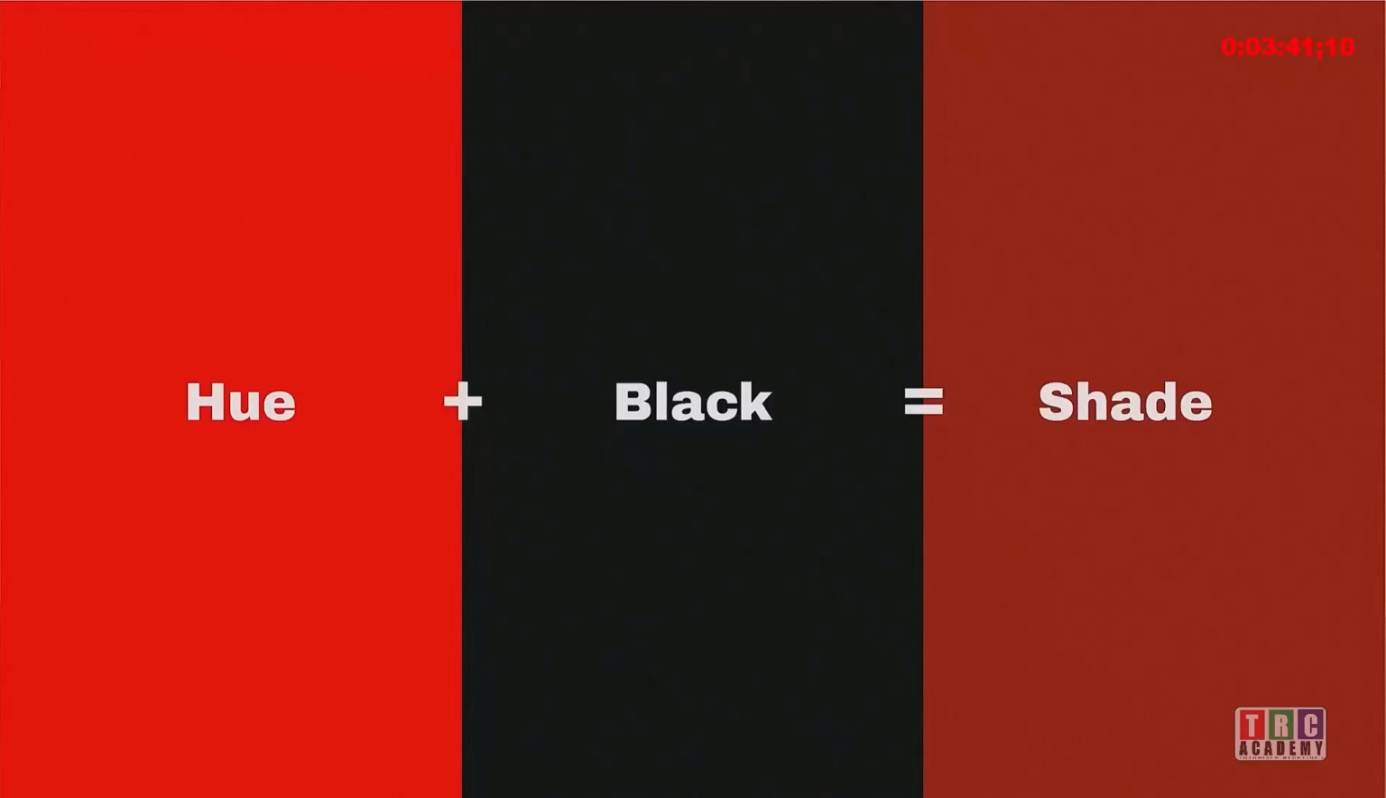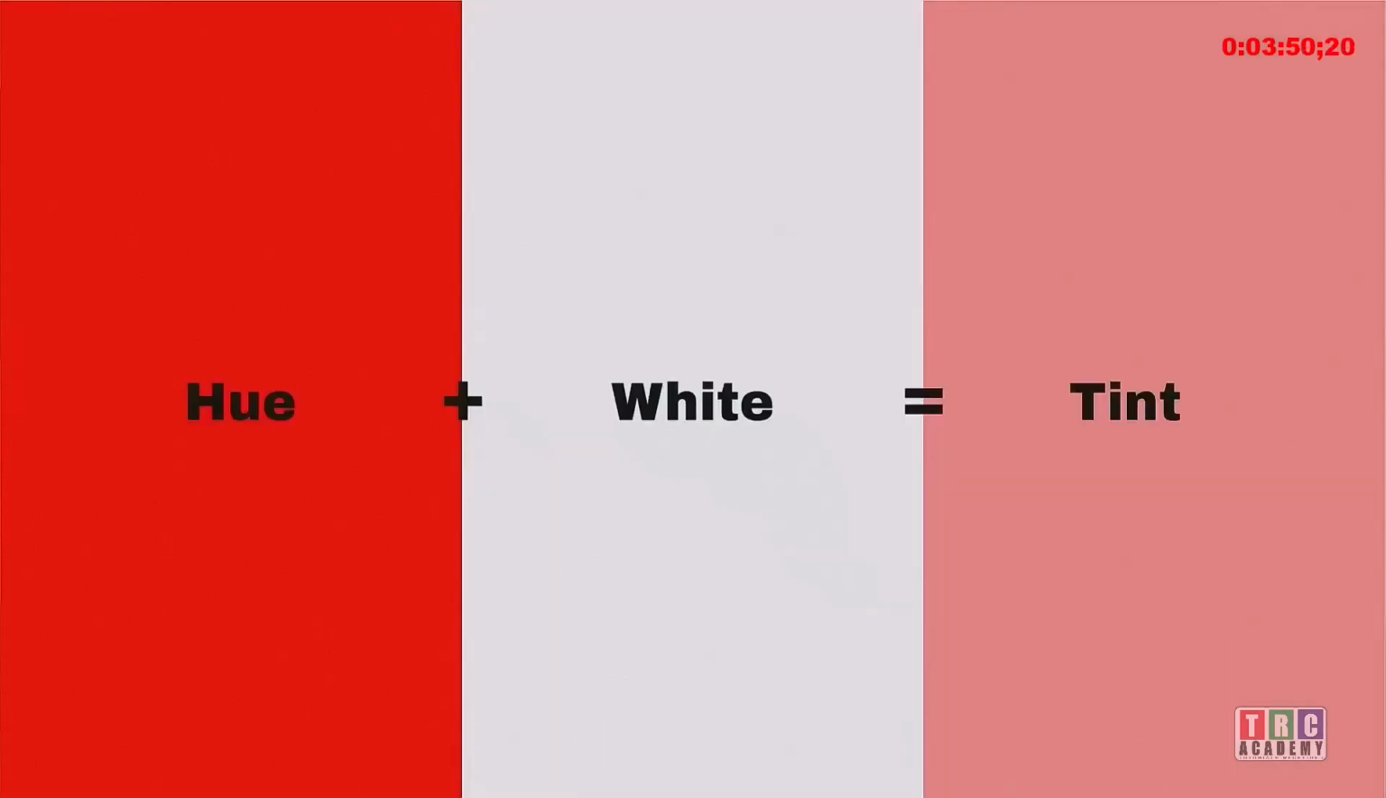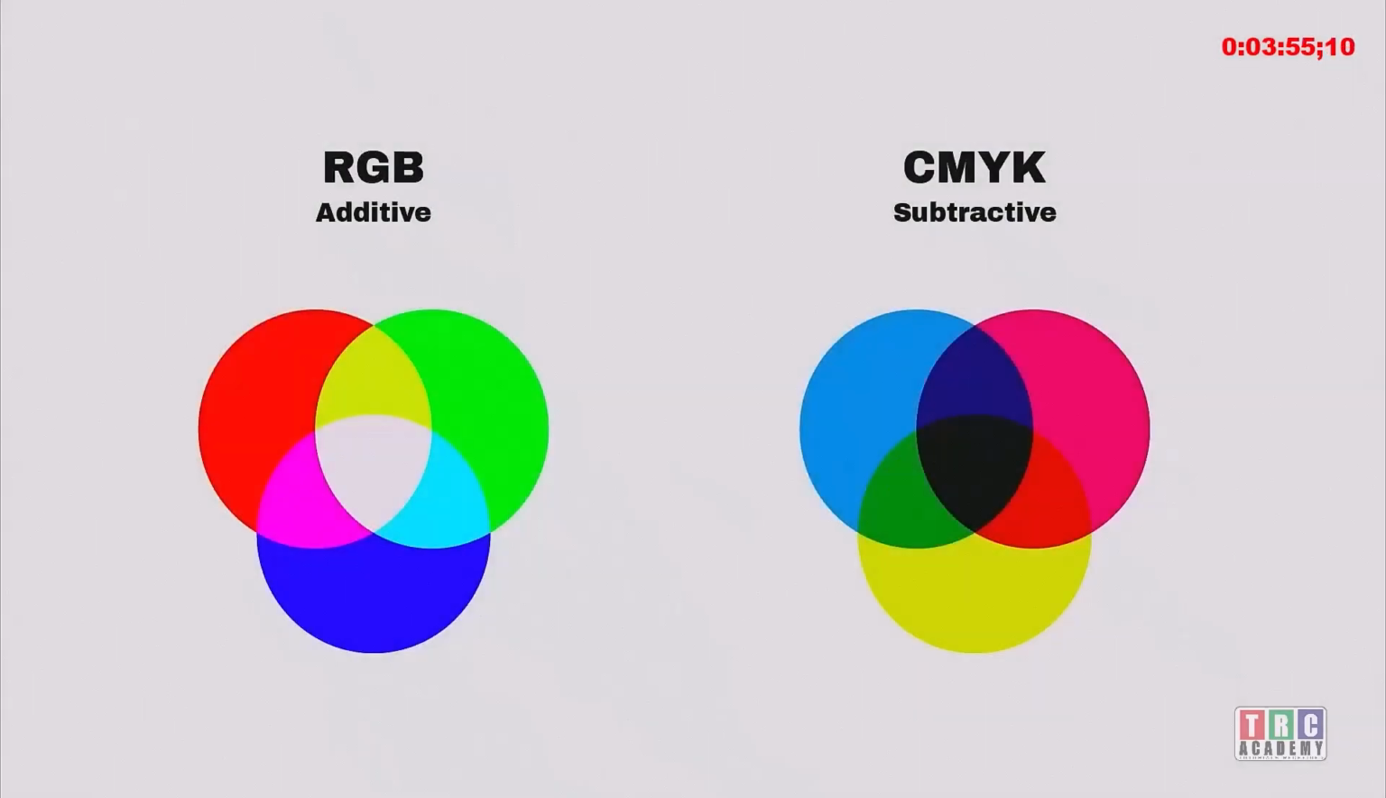Now when you mix the hue, whatever color you get, hue plus black you get the shade, hue plus gray you get the tone, and hue plus white you get the tint. So this is the basic theory. Now when you take RGB, which is otherwise called additive, and CMYK, subtractive, you can see the combination coming together. You get white here and black there. On the left hand side additive color and subtractive. It is used for different applications.